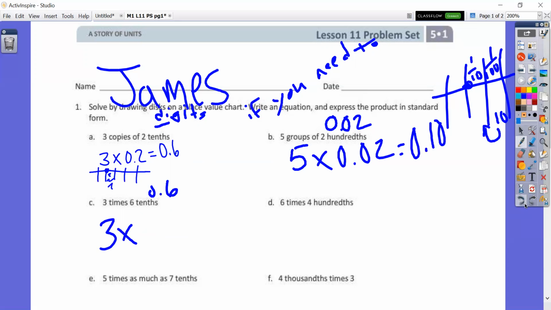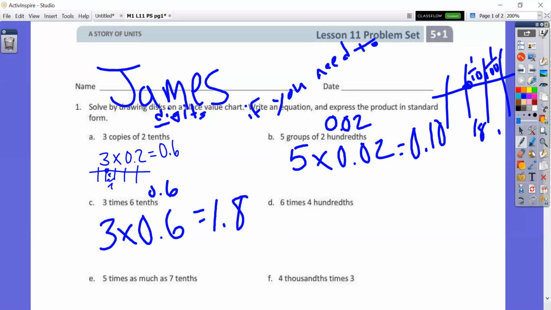Oh, Mr. Briggs. I wanted to undo the ones up here. So 3 groups of 6/10. 3 groups of 6 is 18. If we had 18 in the tenths place, you can see that one of those 10 tenths is going to get regrouped as 1, and 8 tenths are left over. So 3 times 6/10 is equal to 1 and 8 tenths, or 18 tenths.